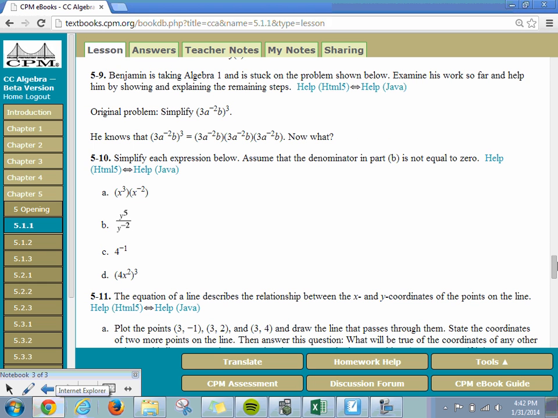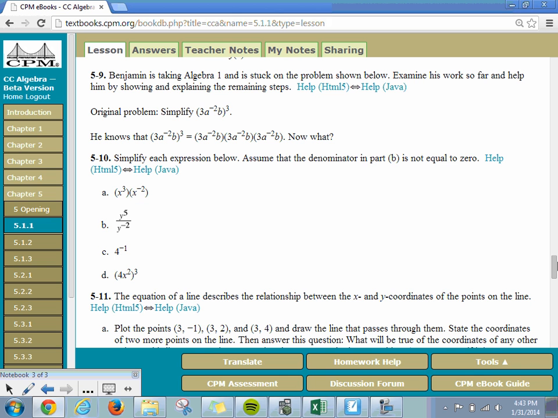We're looking at 5.9. It says that Benjamin is taking Algebra 1 and is stuck on the problem shown below. Examine his work so far and help him by showing and explaining the remaining steps. And so he's asked to simplify the expression 3 times a to the negative second times b, and then we're taking and cubing all of that. He does a great job of knowing that when we are cubing something, we're taking everything and multiplying it by itself 3 times. Now what?